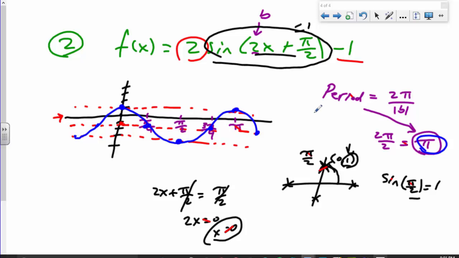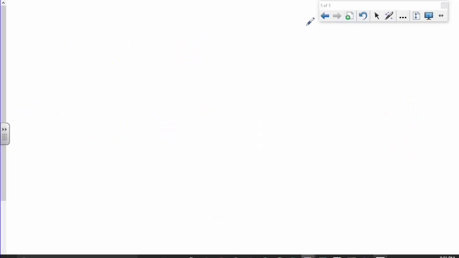Okay, it's kind of what your sine wave looks like, and that's pretty much a rough sketch. That's kind of what I want you to do. It's kind of what I'm looking for. So let's hop down to number 3, and we'll keep going. So number 3.